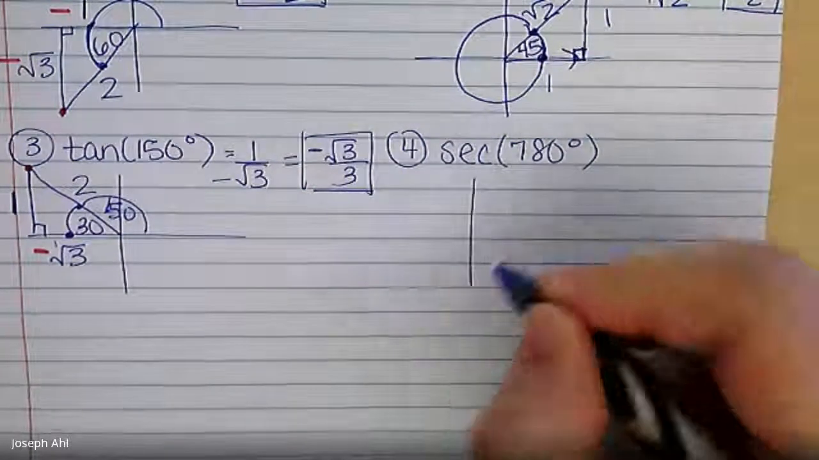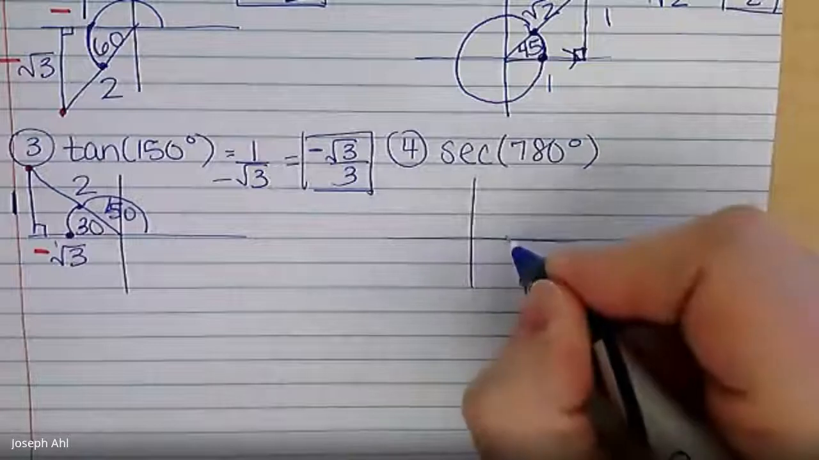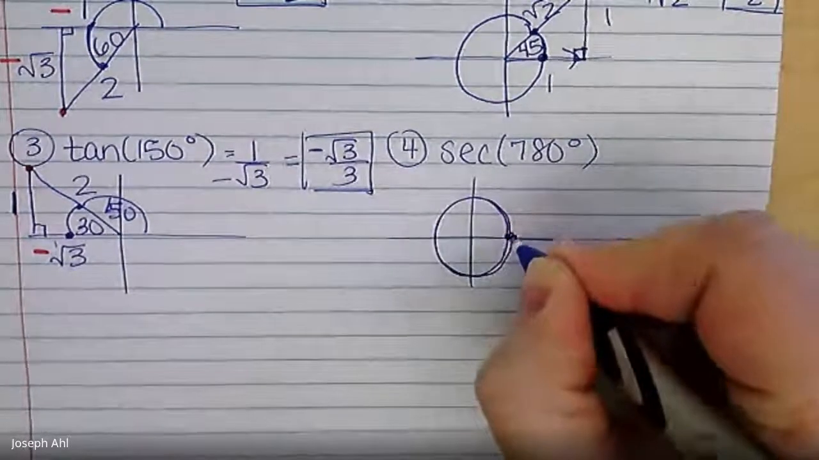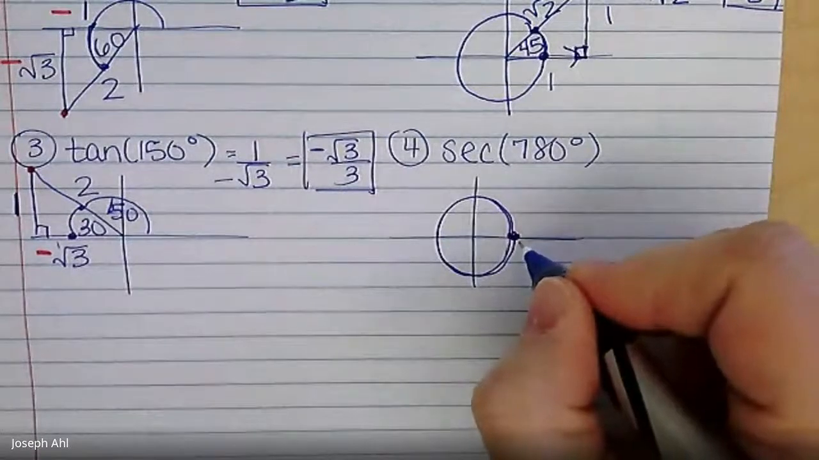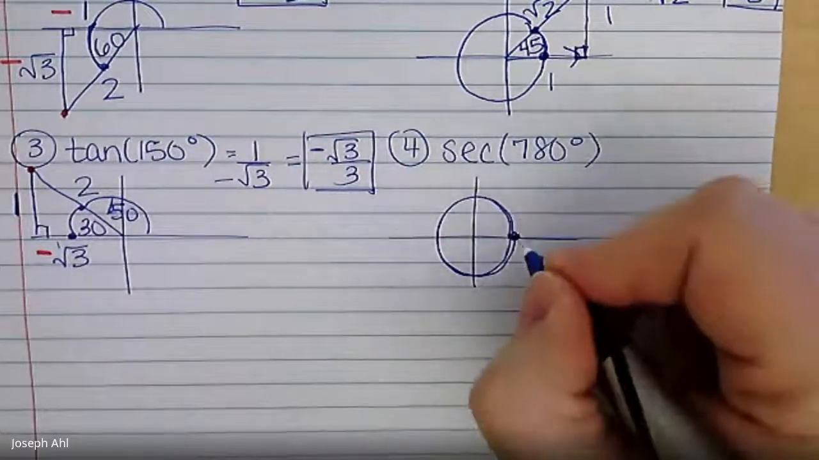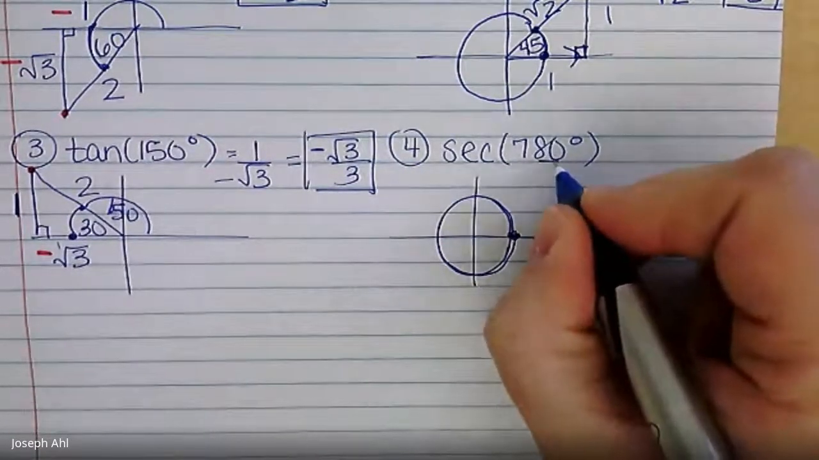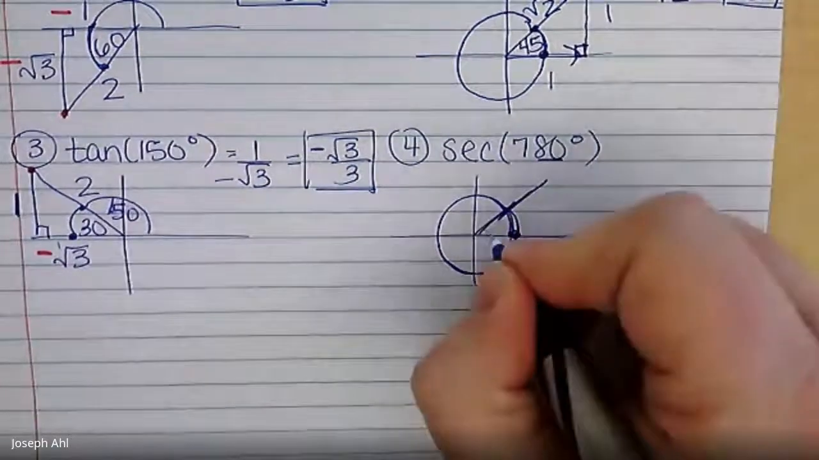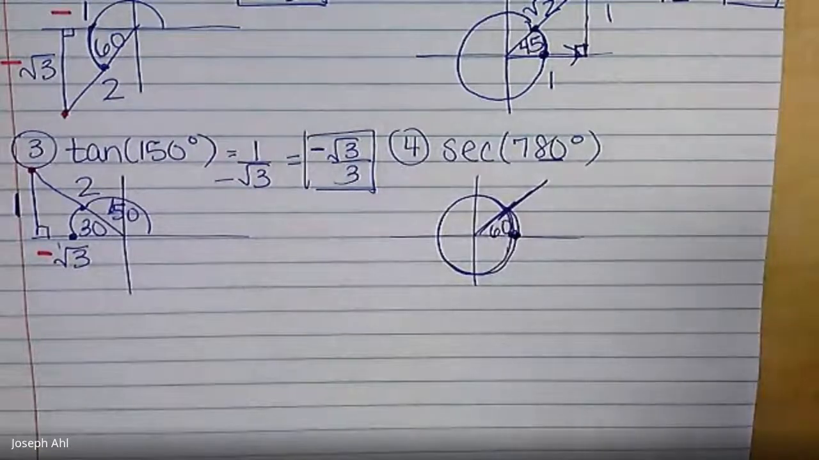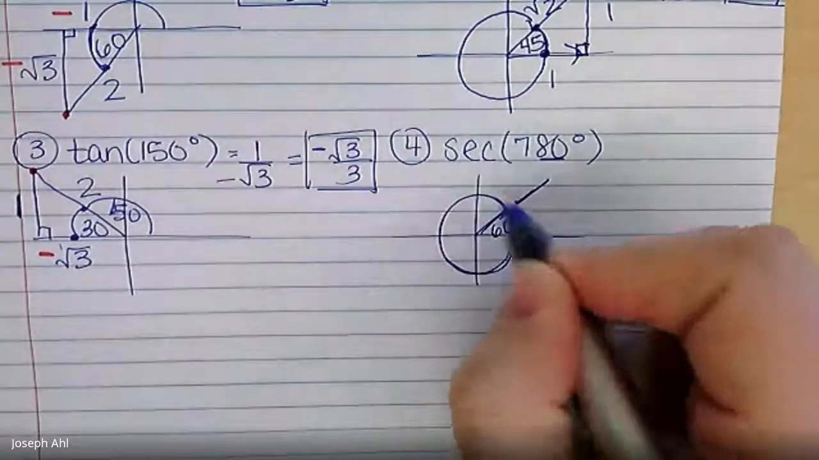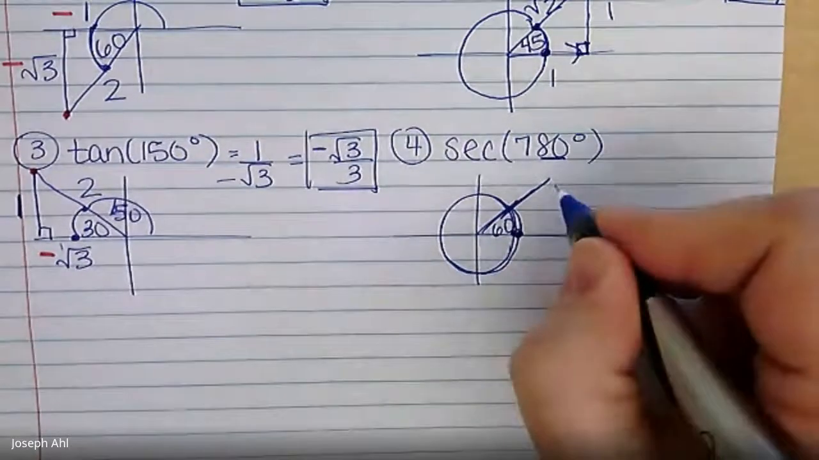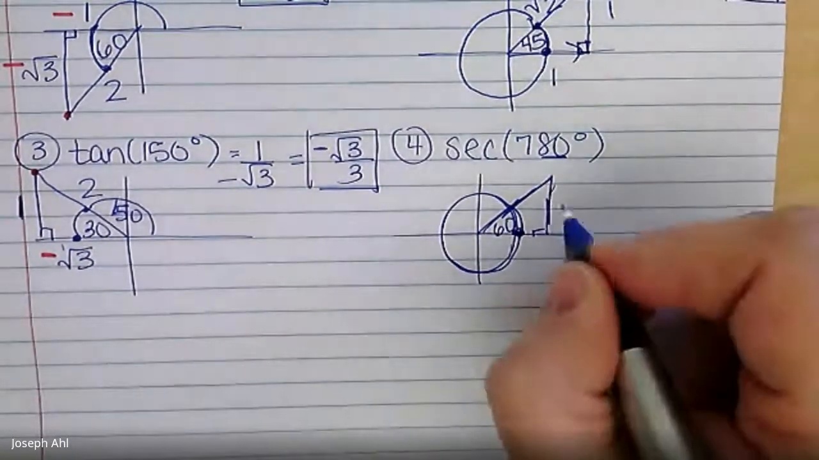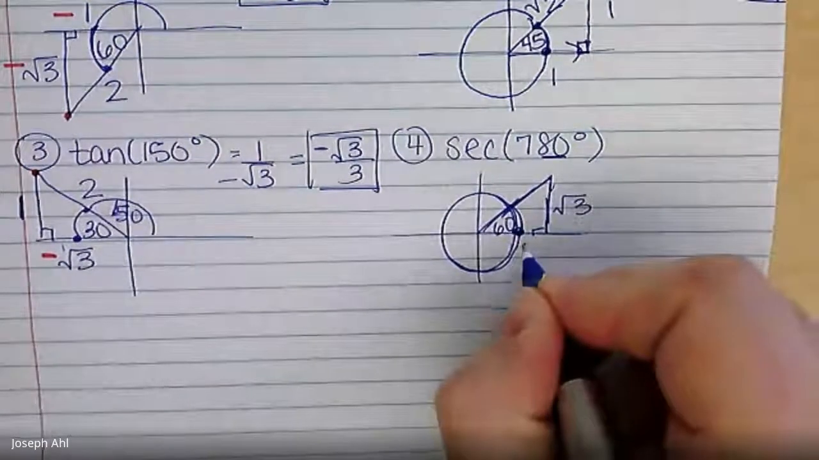Secant 780. I know it's going to rotate around once. I know it's going to rotate around a second full time because that's 720. Two full circles is 720. So then after that, how much further do I have to go to get to 780? It's another 60 degrees from there. So this angle right here is 60 for sure. We've gone 720, two circles, another 60 would get me to 780. So once I know that that's 60, across from 60 is radical 3. This side would be a 1, hypotenuse is 2.